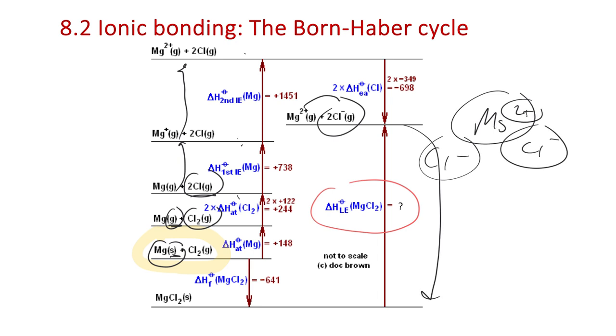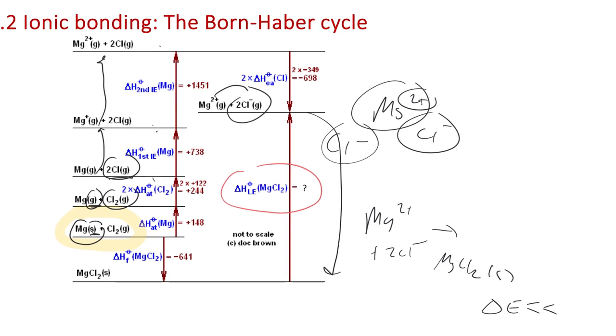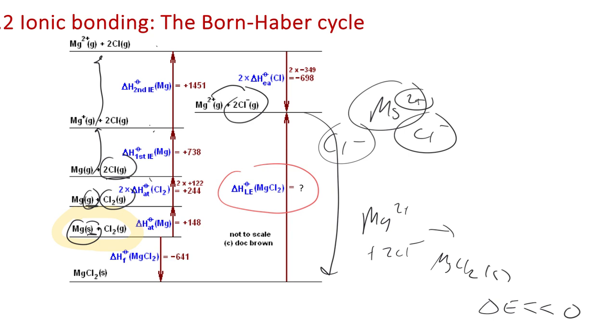So if you think of the negative of lattice energy, if you have magnesium 2 plus plus 2 Cl minus going to MgCl2, forming the solid has a delta H or delta E that's much, much less than 0. That's the attractive force that drives the process to take place. So it's the lattice energy, or the opposite of lattice energy. That's the explanation for why MgCl2 ends up being more stable than the elements that we start with.